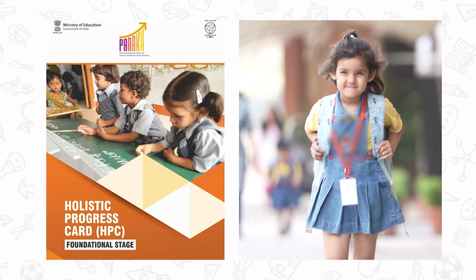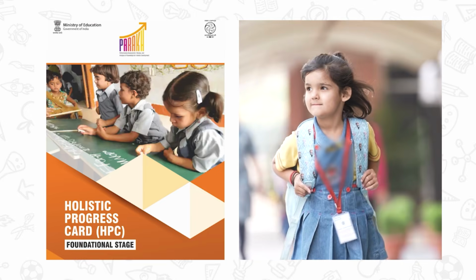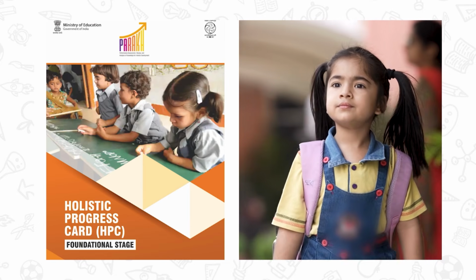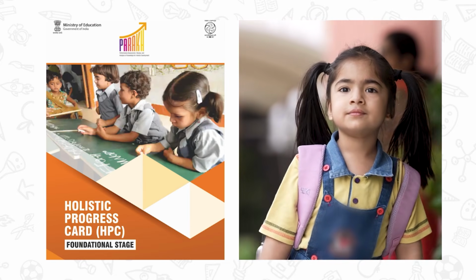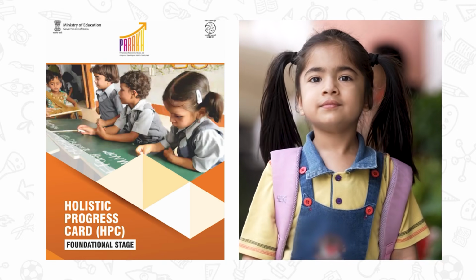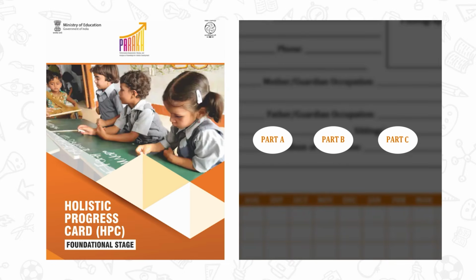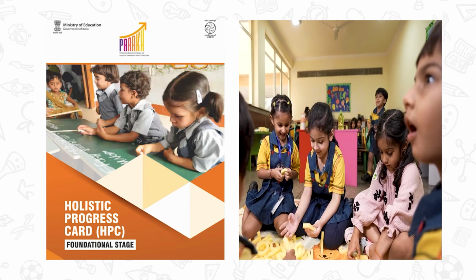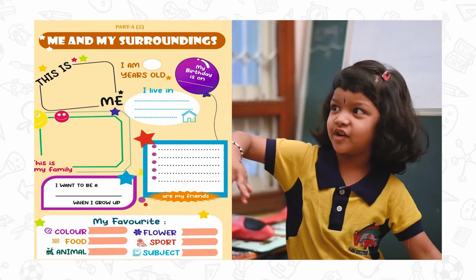Let's take a look at Parakh's holistic progress card for the foundational stage in detail. This card is divided into three parts A, B and C. Part A is divided into subparts 1 and 2.